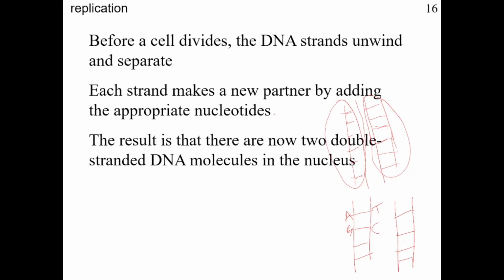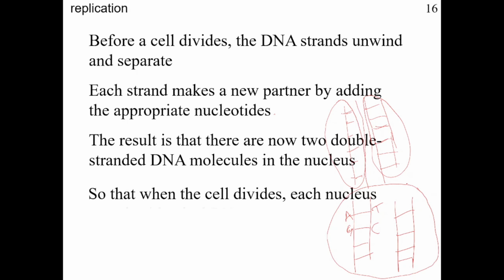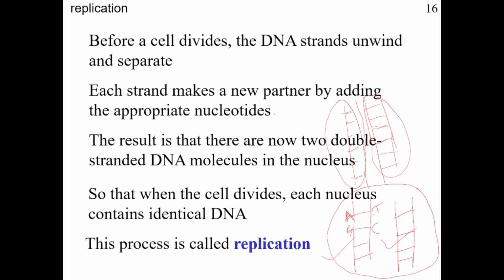The result is that there are now two double-stranded DNA molecules in the nucleus. Due to replication, we get two DNA molecules. So that when the cell divides, each nucleus contains identical DNA. Are you getting the point? When the cell divides, each nucleus contains two identical DNA as the same nucleotide pairs up with another nucleotide. Okay. This process is called replication.